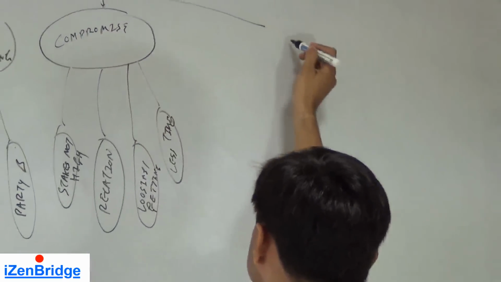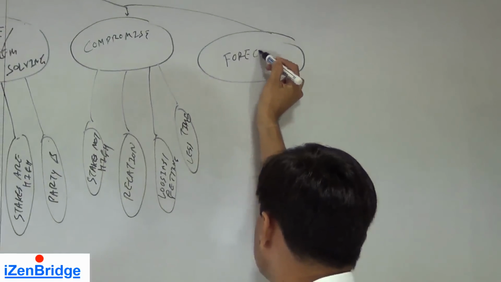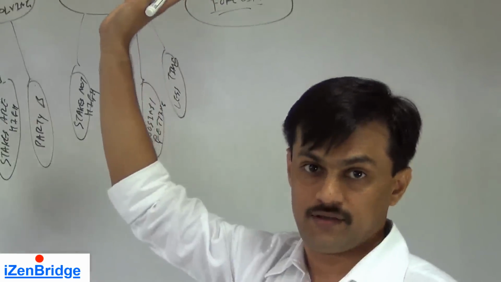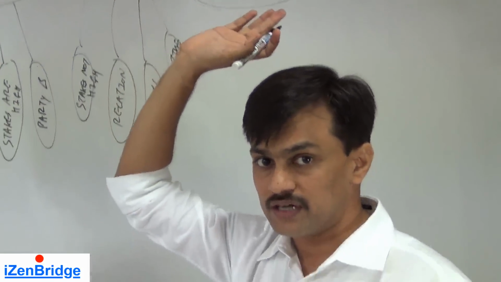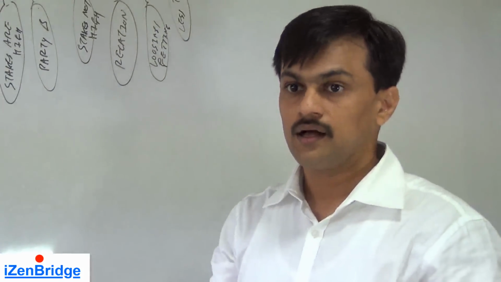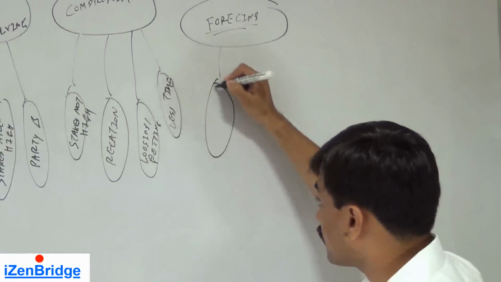A third technique, forcing. Dictatorship, only my way. I want this, do it, or I will find someone else. This is good when you know that you are right.